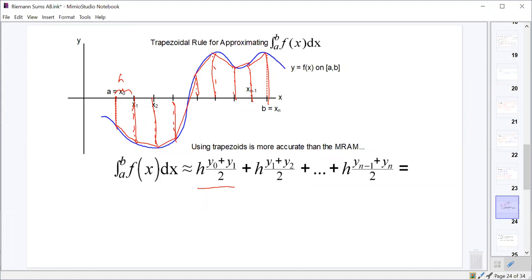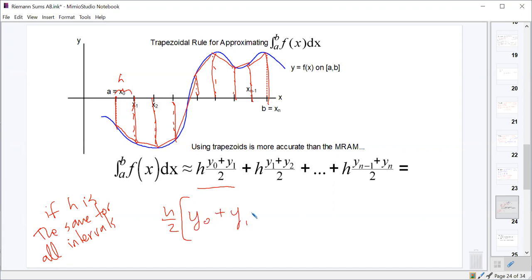But if the length of each subinterval is the same, so if h is the same for all of the intervals, I should be able to factor out the h and the 1/2 in front, and say that this approximation for the integral, or the approximation for the area under the curve, is h over 2 times y0 plus y1 plus y1 plus y2 plus the next one should have a y2 in it, right?